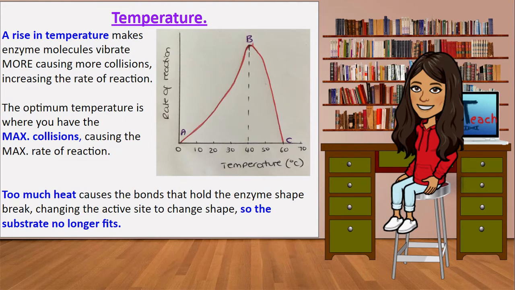Nice and easy so far. The other bit that you do need to consider is that too much heat will cause a disruption in the bonds and therefore change the shape of the active site and cause denaturation. This basically means that the substrate will no longer fit the active site, and so the rate of reaction will drop, as it's shown in the graph on the screen now.